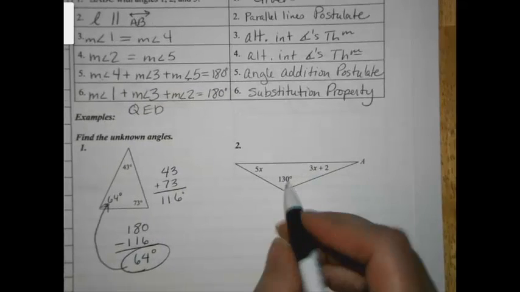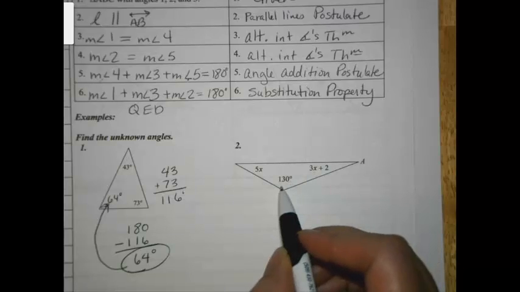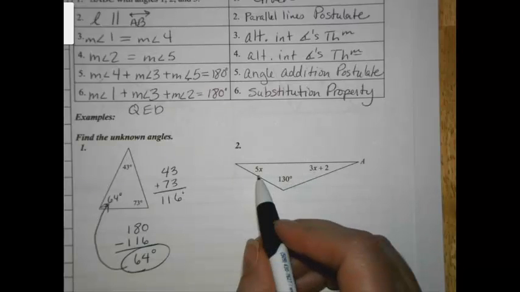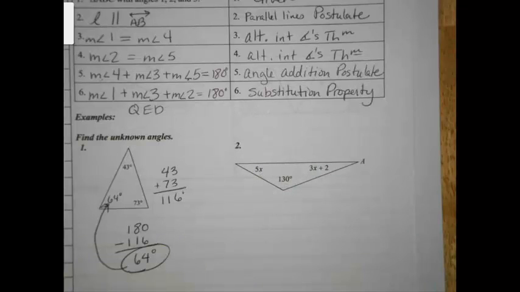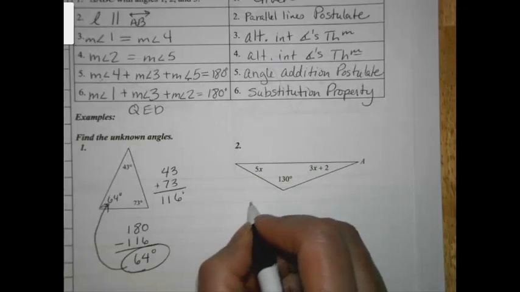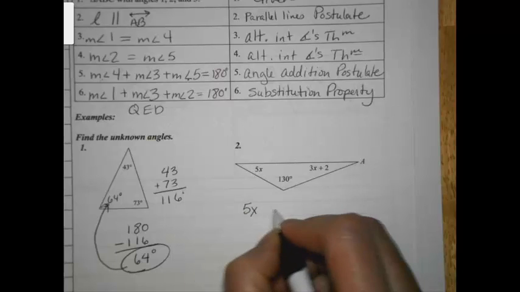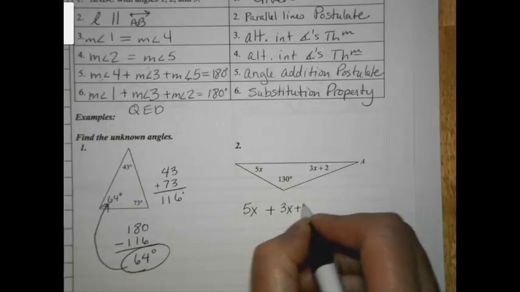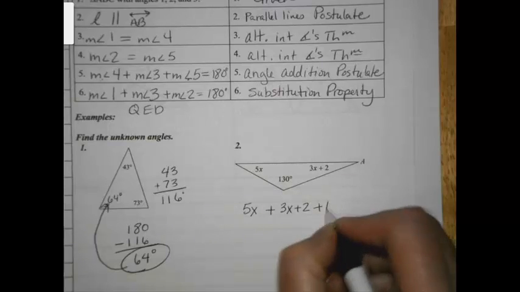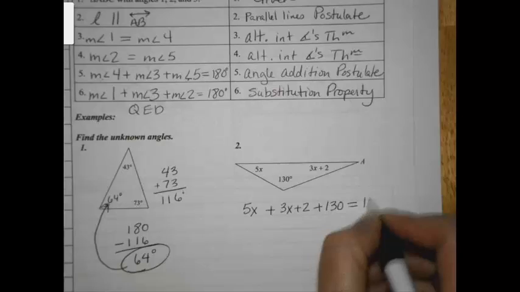Okay, in number 2, we don't know any of, well, we know 130 degrees. We don't know all of them together. So on this, I'm going to just go brute force. I'm going to add all three angles together, let 180 equal the total. So start with that 5x. That 5x is one angle. Another angle is the 3x plus 2. I'm going to add that in. And I'm going to add my third angle. All three angles added together makes a 180 total.